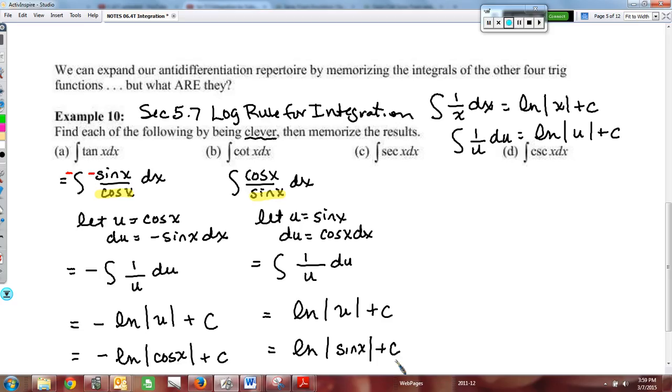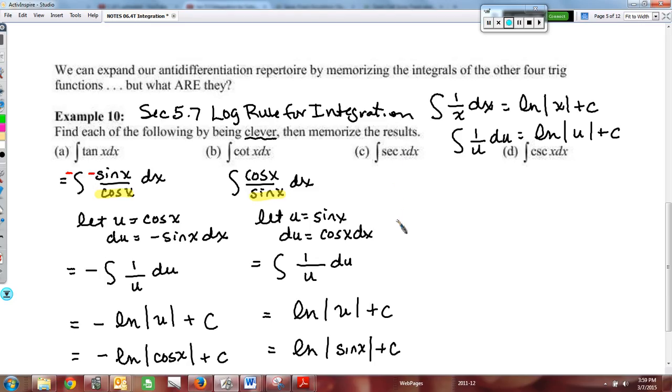So that gives us our antiderivatives for tangent and cotangent. And again, just memorize them. But this idea of using the log rule is a technique that you're going to be using in section 5.7. All right, now let's take a look at this next one. And we're going to employ a little bit different trick on this one.